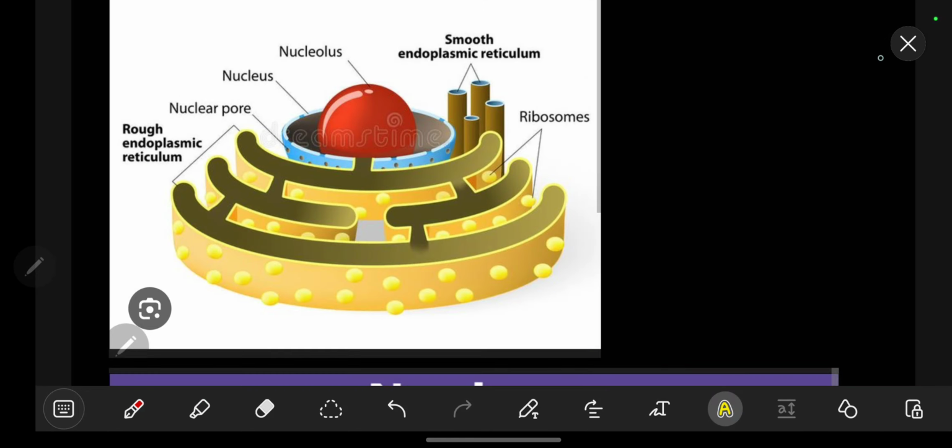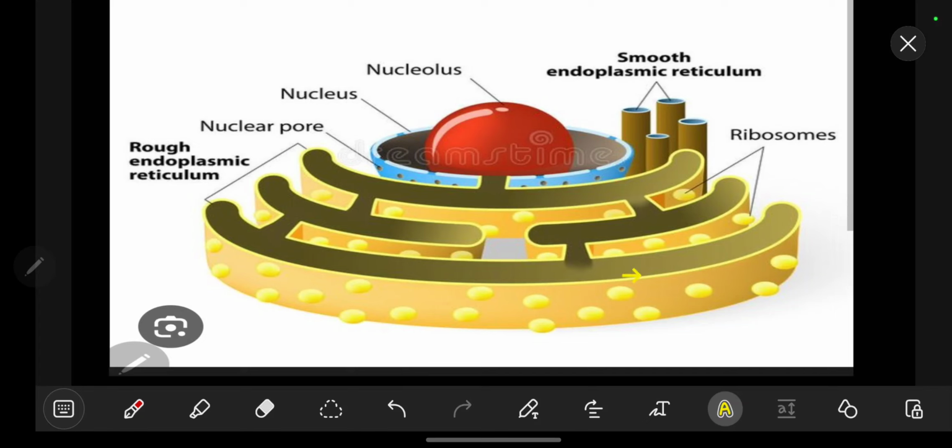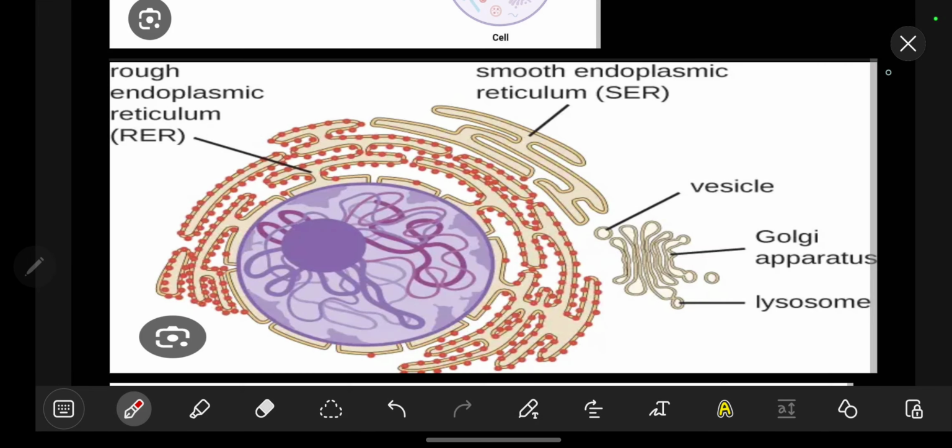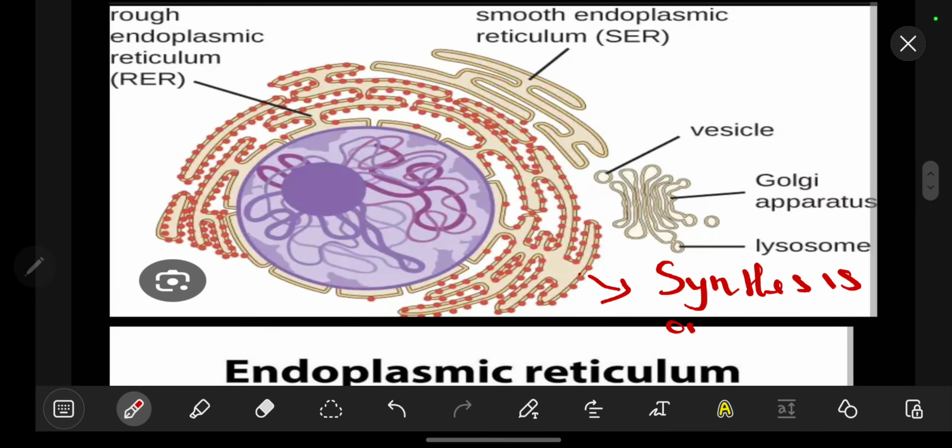So it might look like this in 3D. We might have such a situation. So these are the ribosomes. So if the ribosomes are there, then we have this type of structure. Then we are going to call this the rough endoplasmic reticulum, because they have the ribosomes. So our rough endoplasmic reticulum, since they have the ribosomes, they are responsible for making, or rather the word that we are going to be using is synthesis of proteins. So they are responsible for the synthesis of proteins.